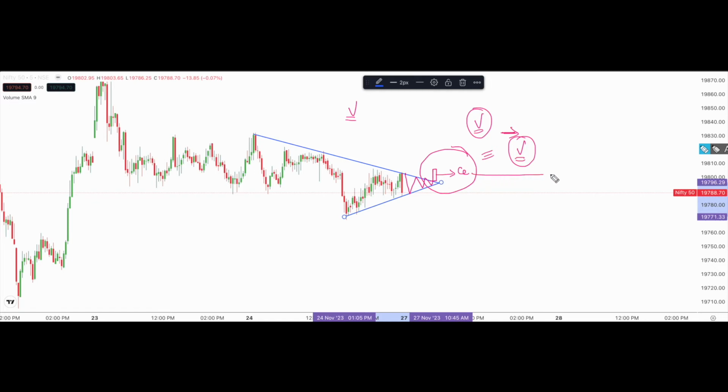In this case, let's say I chose 19,800 strike price, which is at the money. Now traders, always remember we plan our entry based on the index chart, but the stop loss should be decided based on the premium chart that we choose. In this case, 19,800 premium chart I will open.